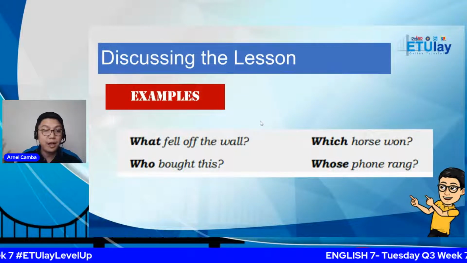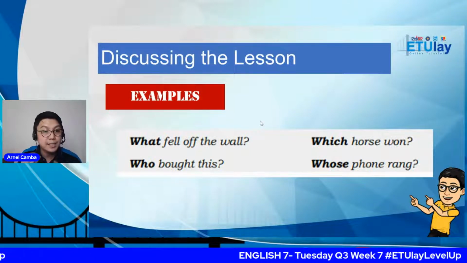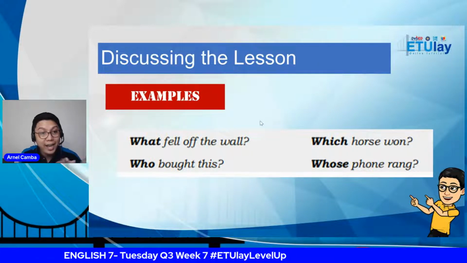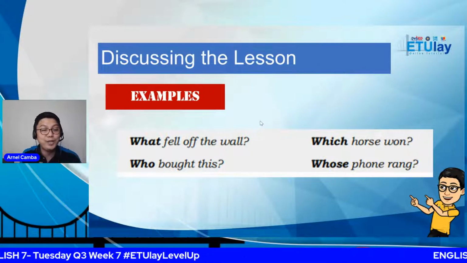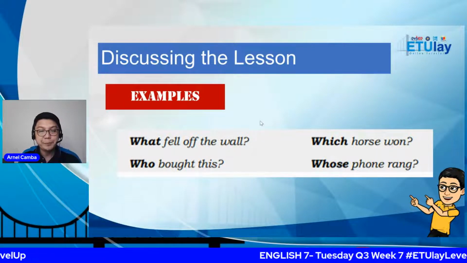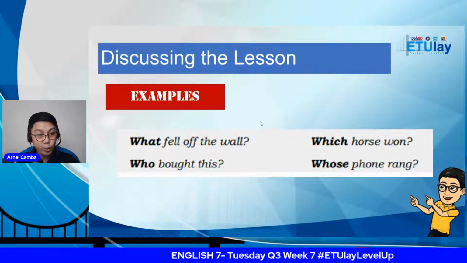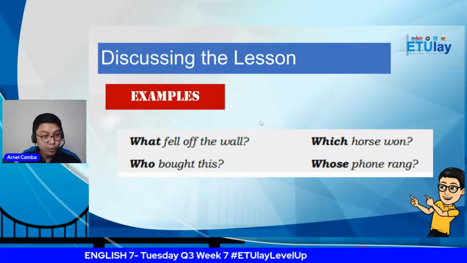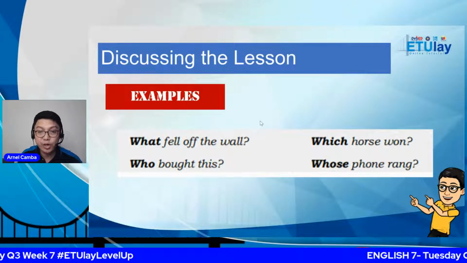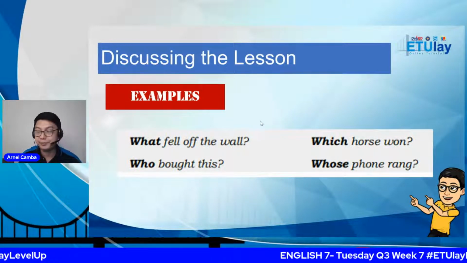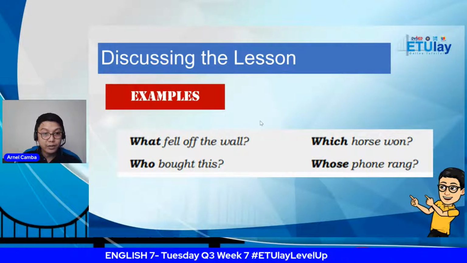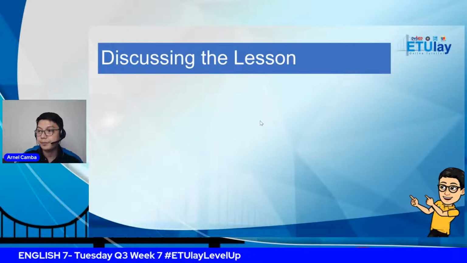So, what fell off the wall? When you answer that: an egg fell off the wall. An egg is the subject because that's what we are talking about in the sentence. All right? Who bought this? Who is the subject. For example: my mother bought this. Okay? Which horse won? And whose phone rang? These are examples of WH questions without helping or auxiliary verbs.